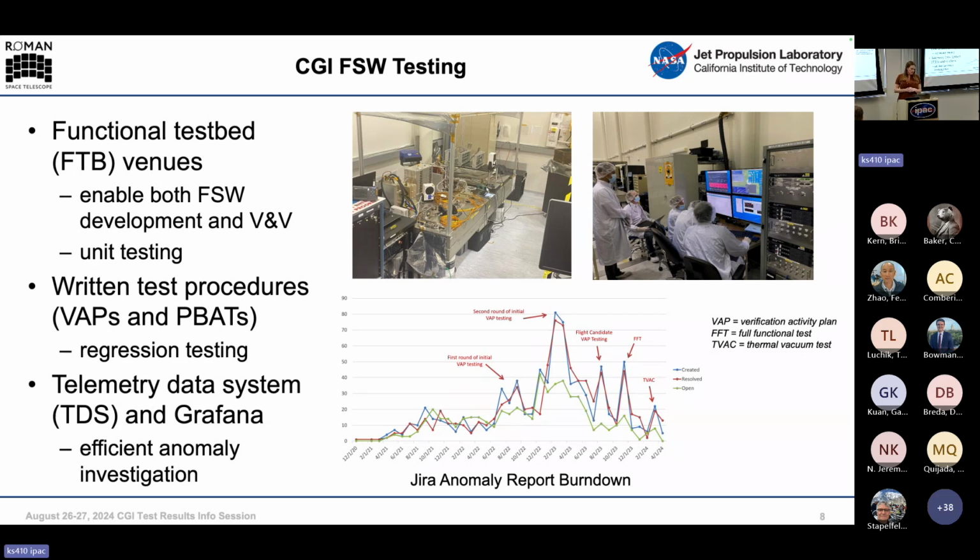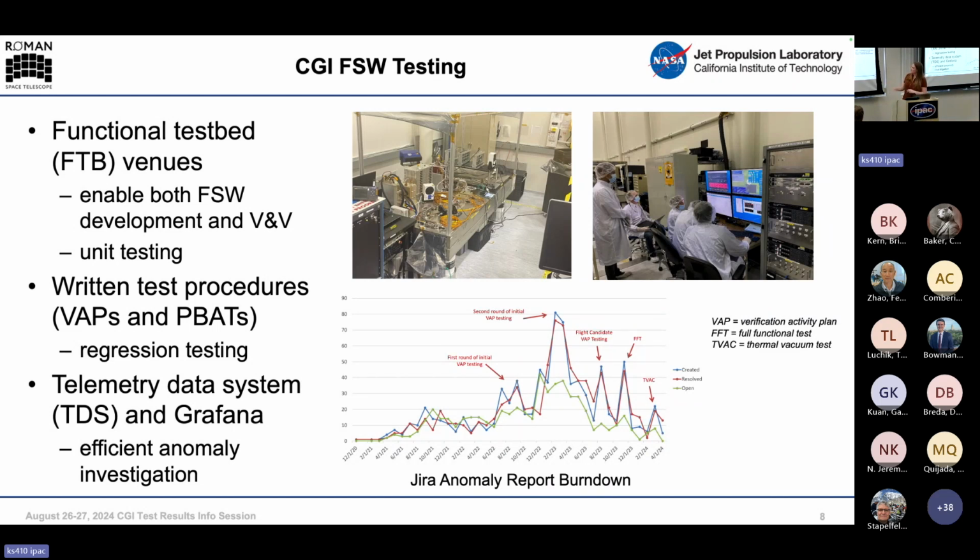And Tim will go over this in more detail probably, but we use the telemetry data system Grafana that the FTP team provided. And this provided a good graphical way to analyze data, what had happened over time in the test bed, the state of all of the telemetry coming out of CGI. And this was effective in allowing us to investigate anomalies quickly. So Grafana is great if you want to use that in the future.